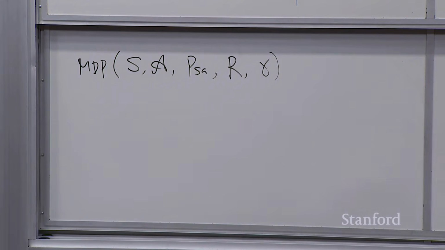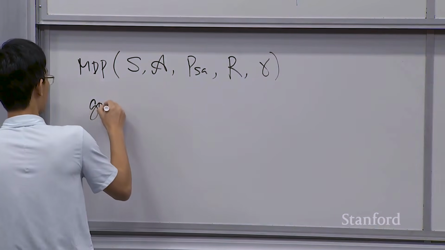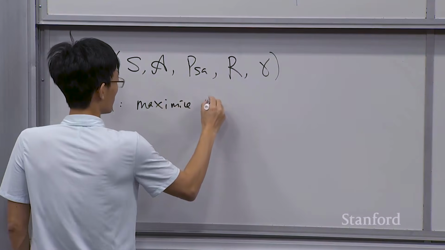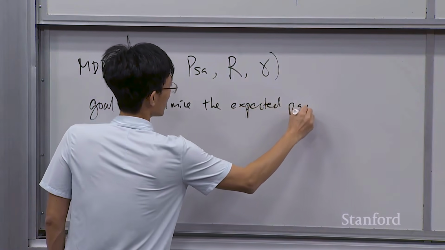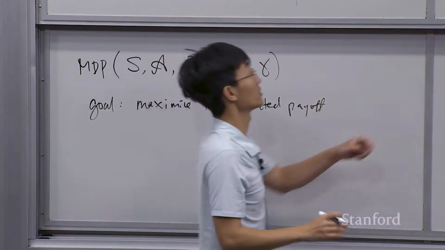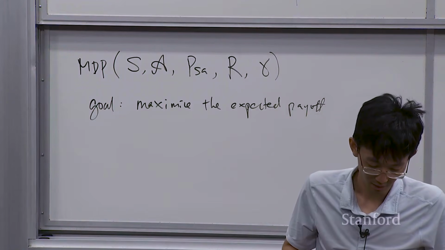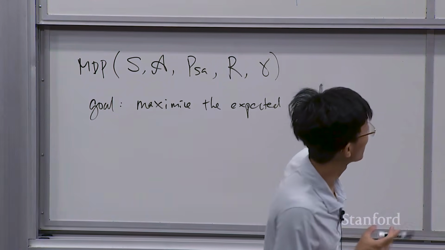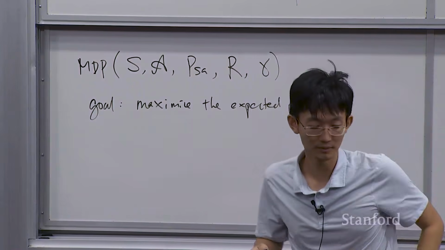And after you have this MDP, the goal is just to maximize the expected payoff, which is defined here. So the expected return. And how do you maximize the expected payoff? Right, you have to decide the right actions, the sequence of actions, to maximize the payoff.